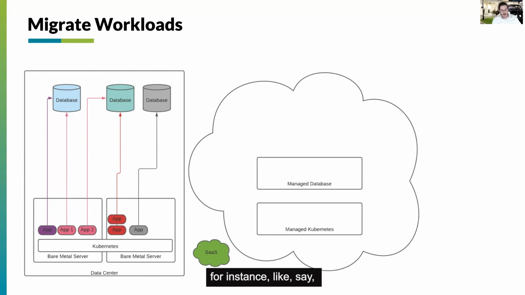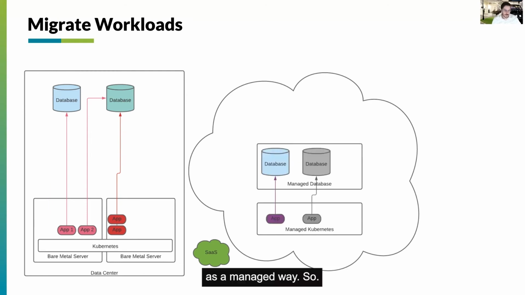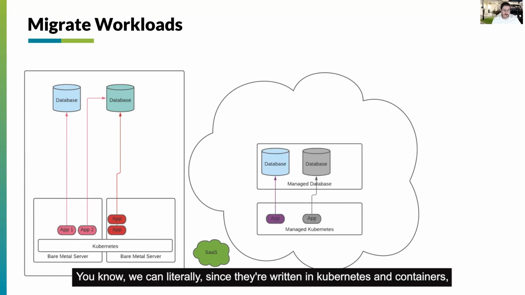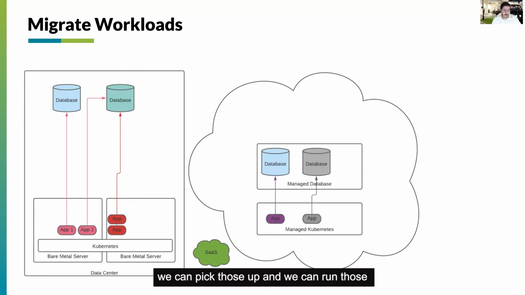If you're running, for instance, say SQL Server and want to remove some of those licenses, a lot of these cloud providers have support for running those instances in a managed way. Since they're written in Kubernetes and containers, we can pick those up and run them, and we can migrate those, assuming some assumptions on the databases, but we can easily pick those up and move them.